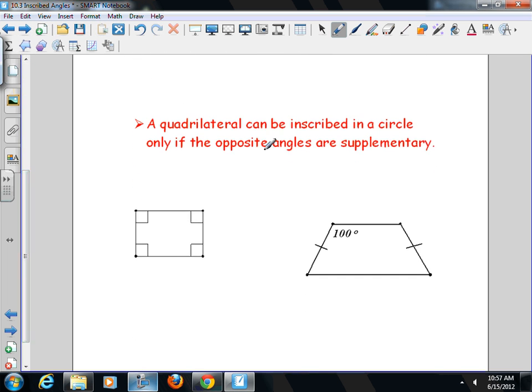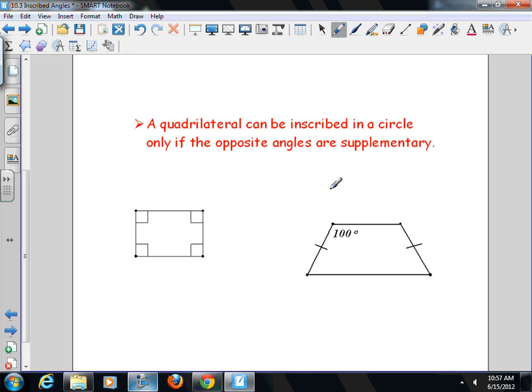Now, here's an interesting fact. A quadrilateral can be inscribed in a circle only if the opposite angles are supplementary. So this figure on the left, this rectangle, that could be inscribed in a circle because you notice all the angles are 90 degrees. And remember, supplementary means two angles add up to 180. So opposite angles are each 90. So a 90 and 90 would give you 180.